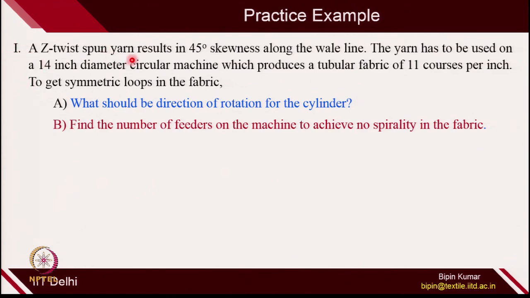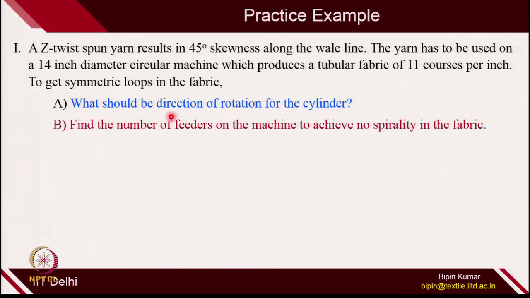A jet twisted yarn results in 45 degree skewness along the wale line. The yarn has to be used on a 14-inch diameter circular machine, which produces a tubular fabric of 11 courses per inch. So, to get symmetric loops in the fabric, the first question is what should be the direction of rotation of the cylinder, and find the number of feeders on the machine to achieve no spirality in the fabric. So, you want the courses making 0 angle with the horizontal. So, if you want to find this out, we can use those relationships.